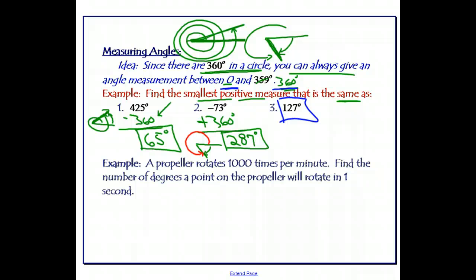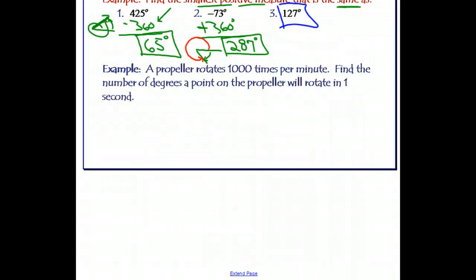All right, very last question, kind of a factor label question if you've had chemistry. Just to get used to something like this, a propeller rotates 1,000 times in a minute. How many degrees will it rotate in 1 second? Okay, so start with what we're given. We have 1,000 rotations, and it does that per 1 minute.